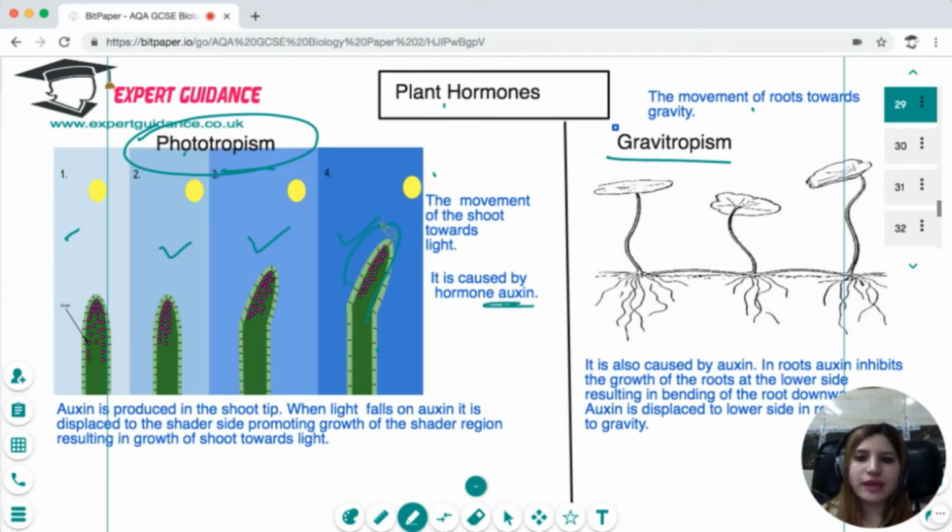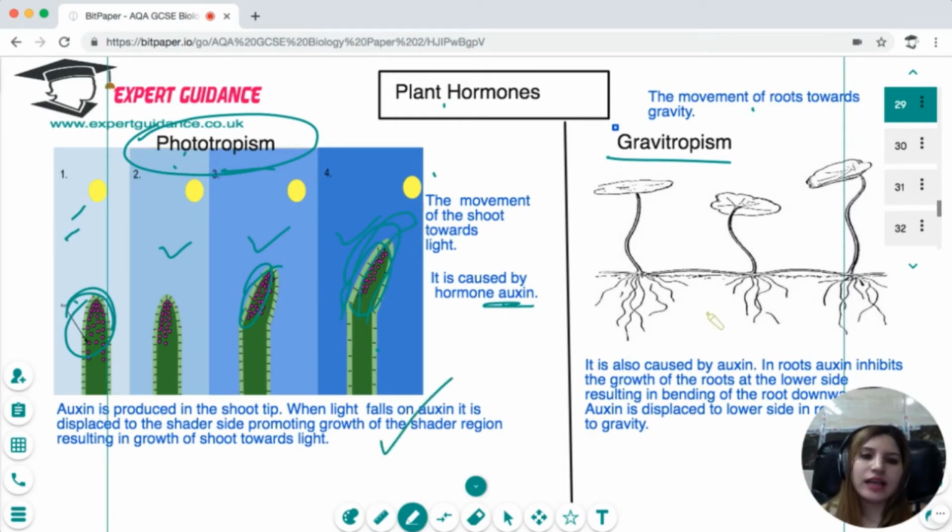It is caused by auxin, which is produced in the root tip and the shoot tip. When the light falls on the plant, you can see auxin has shifted towards the shaded side. When the auxin shifts towards the shaded side, it causes cell elongation on the shaded side. As a result, the shaded side grows more, causing the shoot to bend towards light.